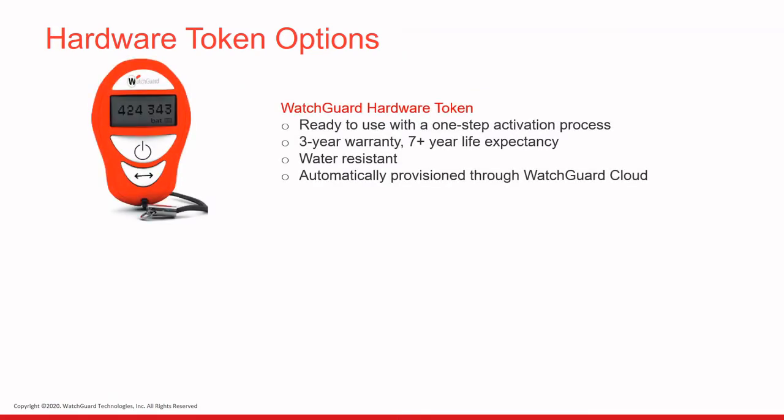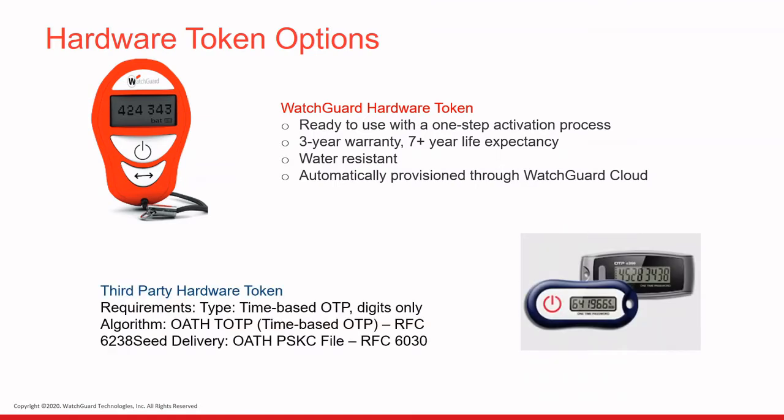One of the things that we released lately is our own hardware token. This is a WatchGuard hardware token that's ready to use with a one-step activation process. It means that we don't need a seed file; it's already there. It has a 3-year warranty and a 7+ year life expectancy. It is a water-resistant hardware token and it's automatically provisioned through WatchGuard Cloud. In case you want to use a third-party hardware token, that option is available. There are specific requirements that this third-party hardware token has to meet, but this is an option that's available for you as well.